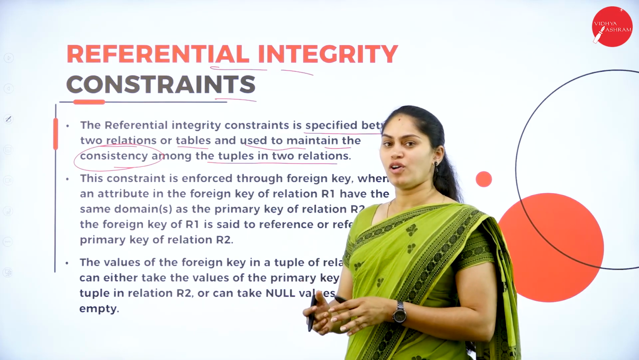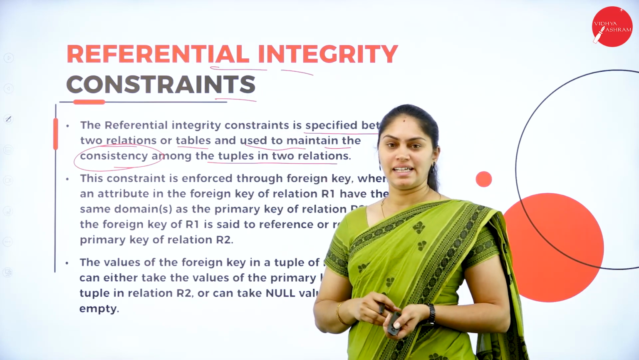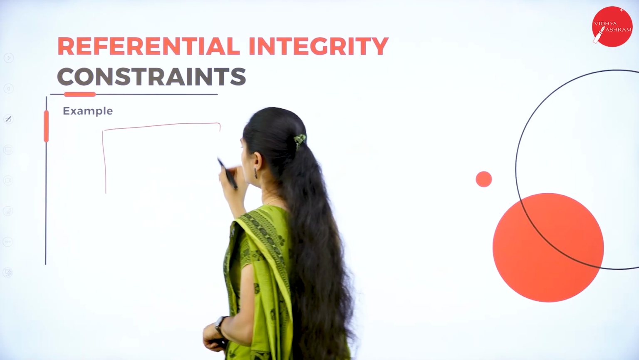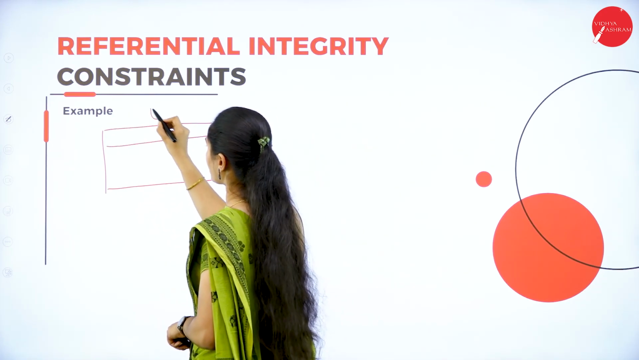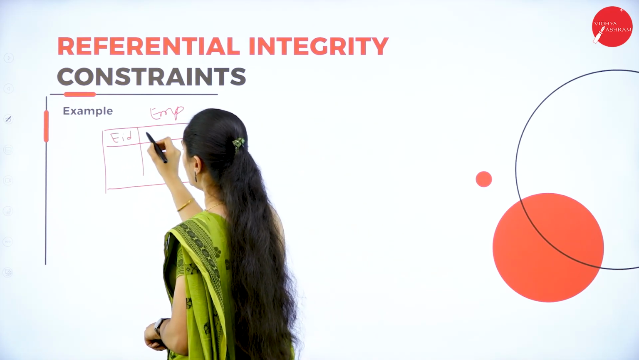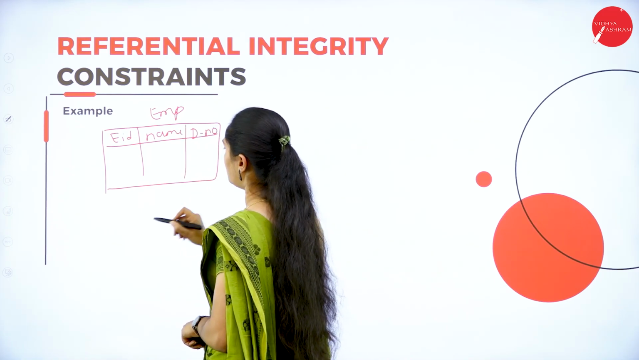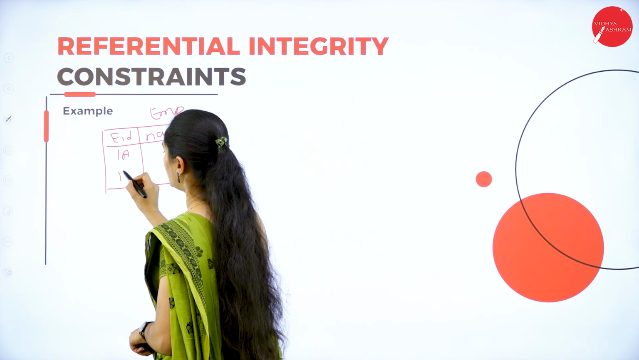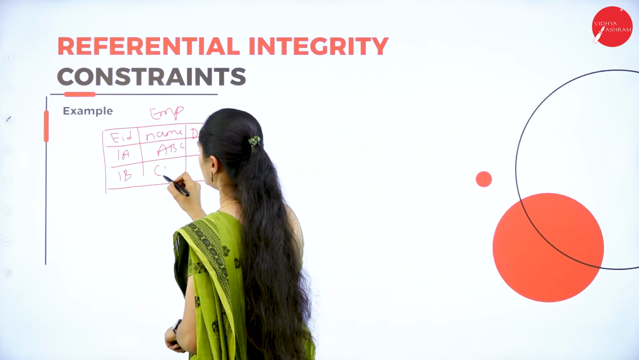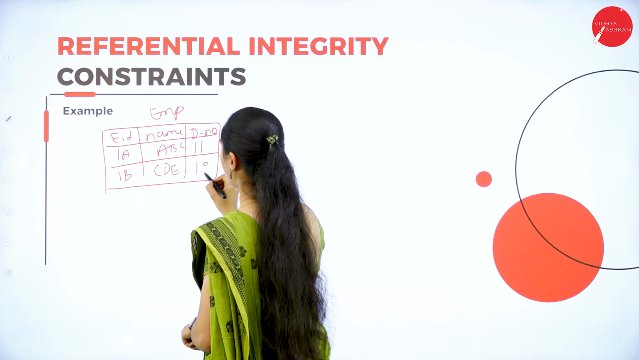By making use of that foreign key concept, we are ensuring this referential integrity constraint. Let me take an example to make you understand. Let me consider a table called employee. Here it has employee ID, name, and D number or department number, 1A, 1B, and names ABC, CDE. After that, let me consider 11 and 12.